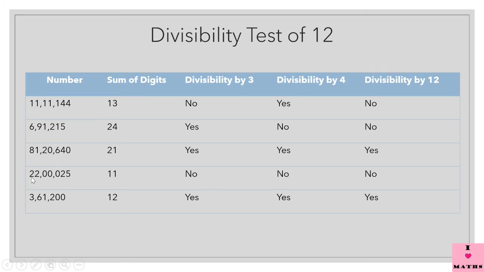Okay, now 22,25,000. The sum of all the digits of this number is 11, and it is not a multiple of 3. Also, this number is not a multiple of 4. So naturally, children, this number is not a multiple of 12 either. Okay, last number.